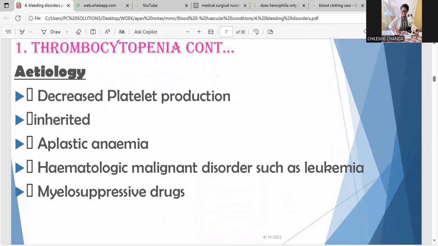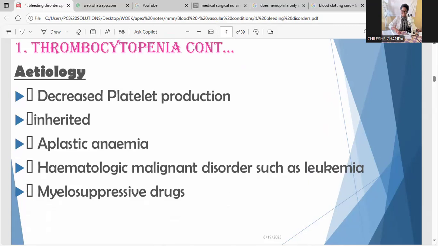What are the causes of thrombocytopenia? We have decreased platelet production, where the platelets are not being produced enough. It could be inherited. It could be someone who has aplastic anemia. This is an anemia where the bone marrow is not producing as many blood cells as it should.